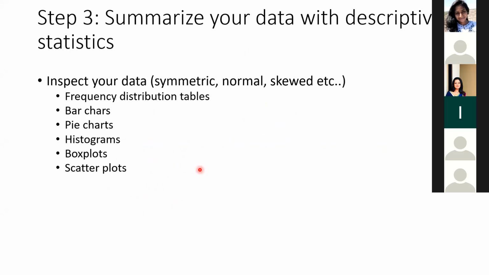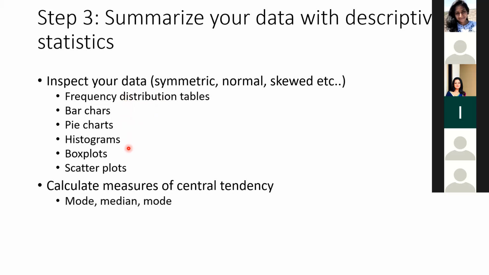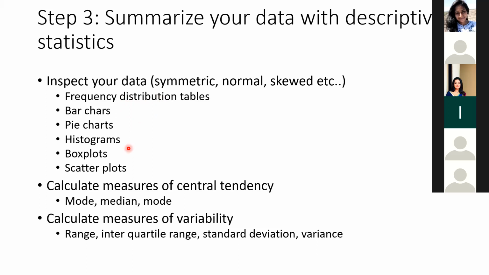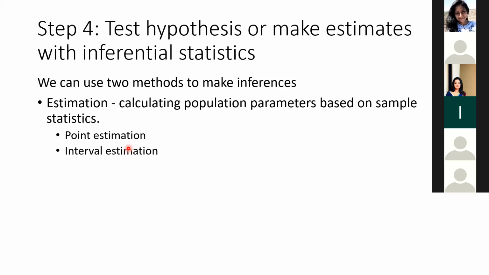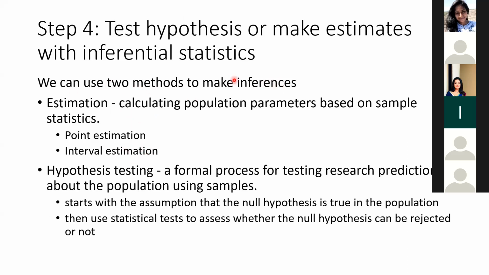Then step 3 is summarizing your data with descriptive statistics. These are the tools, I may say, we use to describe data: frequency distribution, bar charts, pie charts, etc. Then we look at the mean, mode, median. Those are the measures of central tendency. Then we look at the measures of variability, right? Then we come to some complicated work, that is hypothesis testing and inferential statistics. Estimation is twofold: point estimation and interval estimation. And we can do inferences using estimation and also using hypothesis testing.